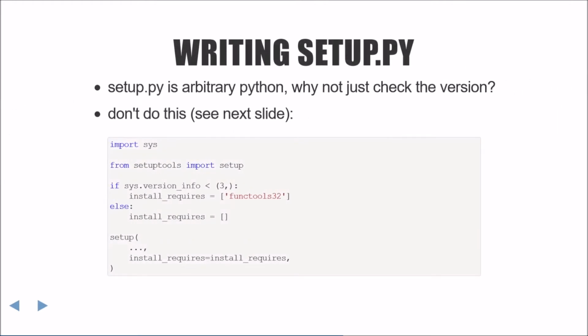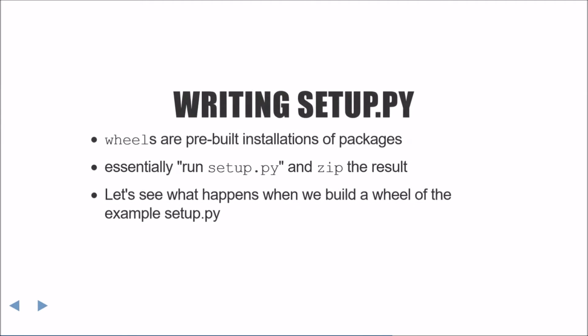The naive approach, and the only approach that was available for the longest time, was to abuse the fact that setup.py is arbitrary Python and use code to conditionally select the dependencies. This mostly works when you're installing from source, but it can cause issues when installing from pre-built wheels. If you don't know what a wheel is, it's a pre-built installation of a package. Wheels are essentially created by running setup.py and then zipping the resulting install state. Installation of a wheel is just unzip, and you're done.